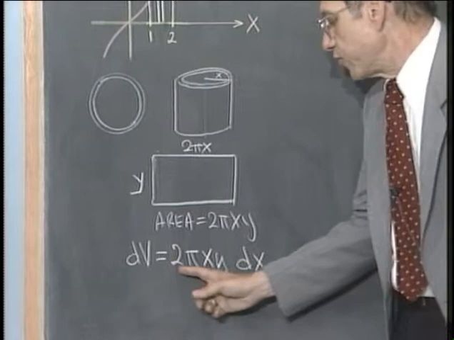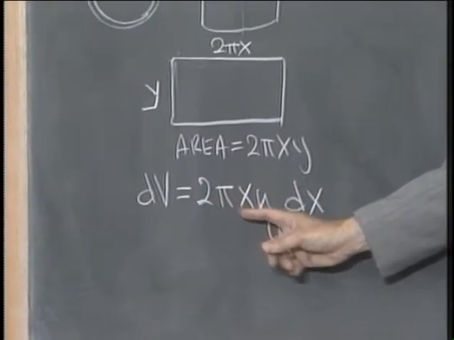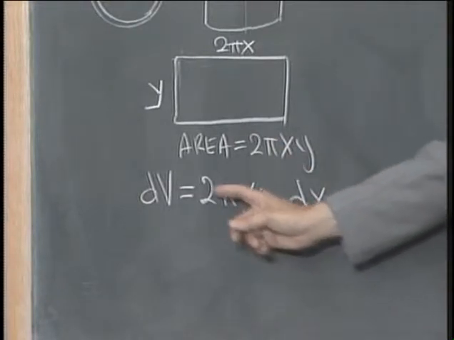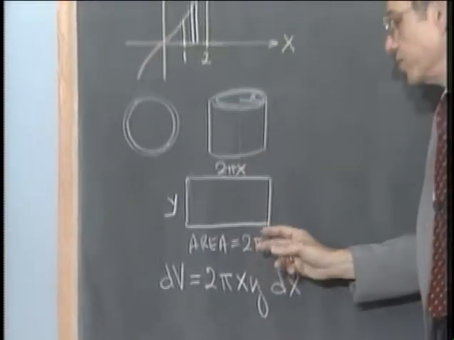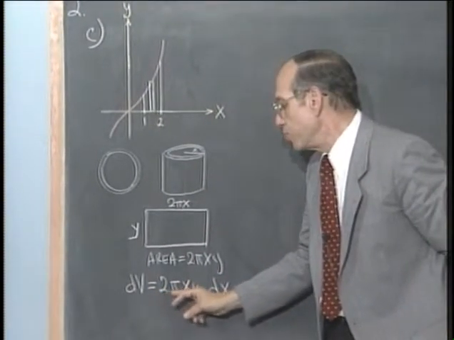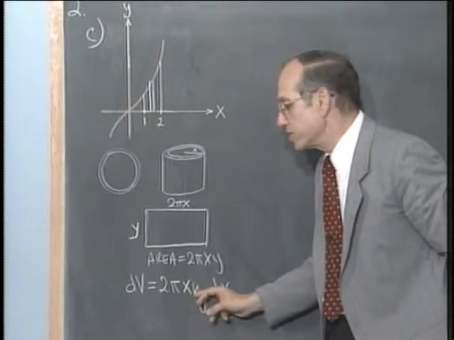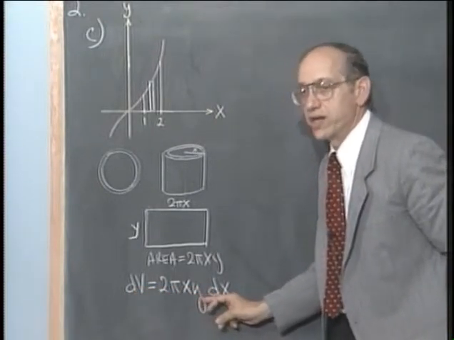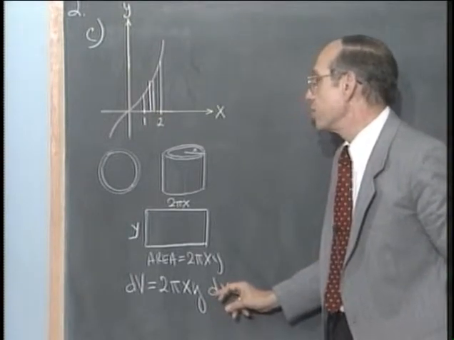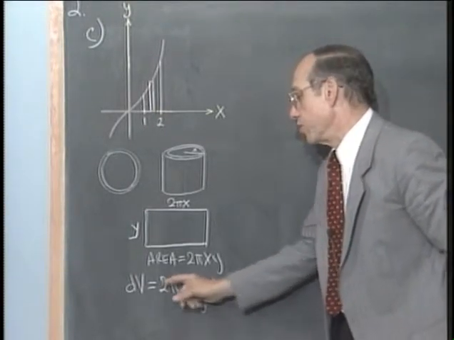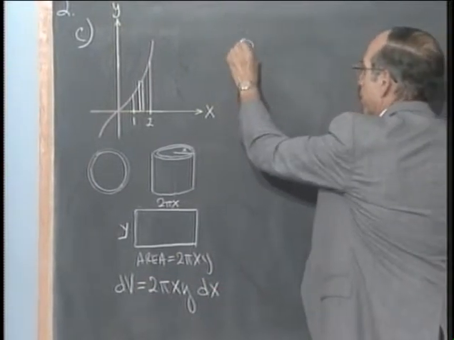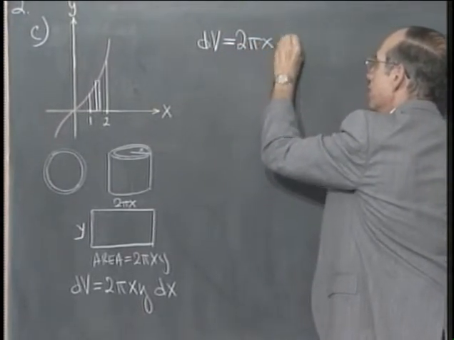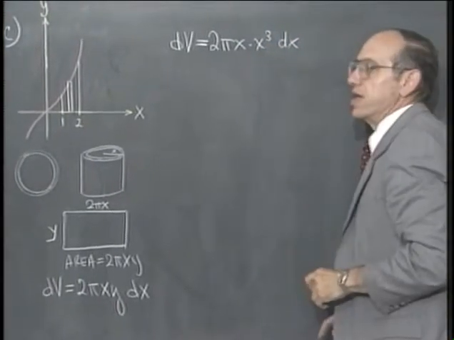Now that's a very nice kind of formula to use, because in most examples functions are given in the form y equals f of x, which means that if we have the area under a curve given as y equals f of x, we can substitute in here 2 pi x times y. Y is an expression in x, and we're directly in the form of the differential of volume, 2 pi x times some other function of x times dx. In this case, y is x cubed. So for our purposes, dV is going to be 2 pi x times x cubed dx.